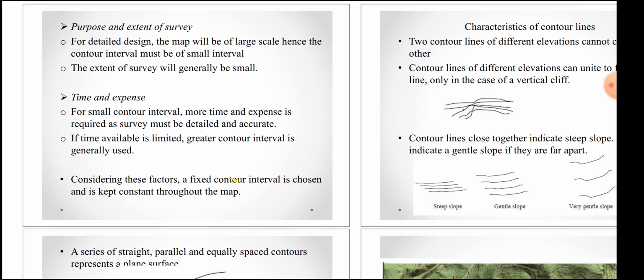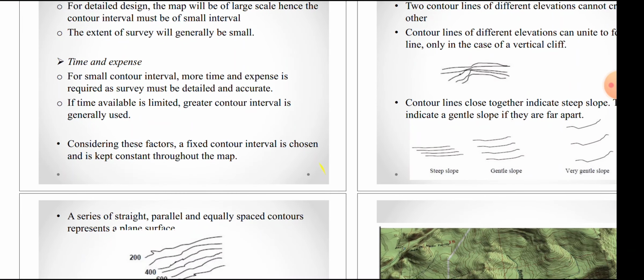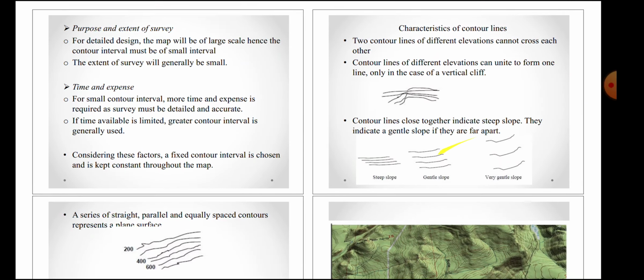Purpose and extent of survey: for detailed design, the map will be of large scale, hence the contour interval must be small. The extent of survey will generally be small. Time and expense: for a smaller contour interval, more time and expense is required, as the survey must be detailed and accurate. If time available is limited, a greater contour interval is generally used. Considering these factors, a fixed contour interval is chosen and is kept constant throughout the map.